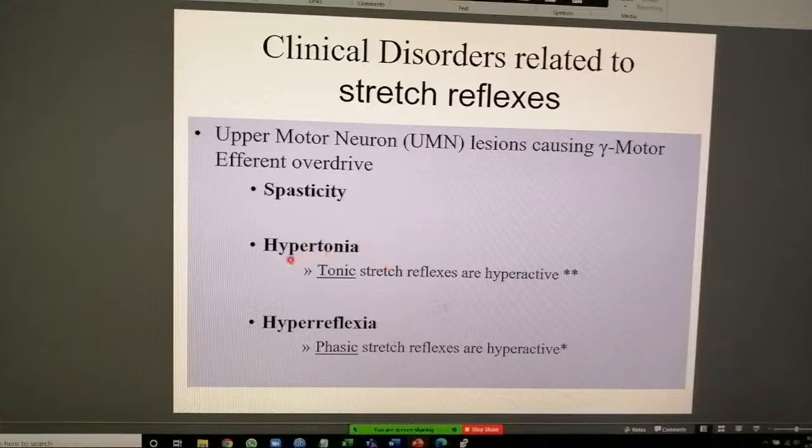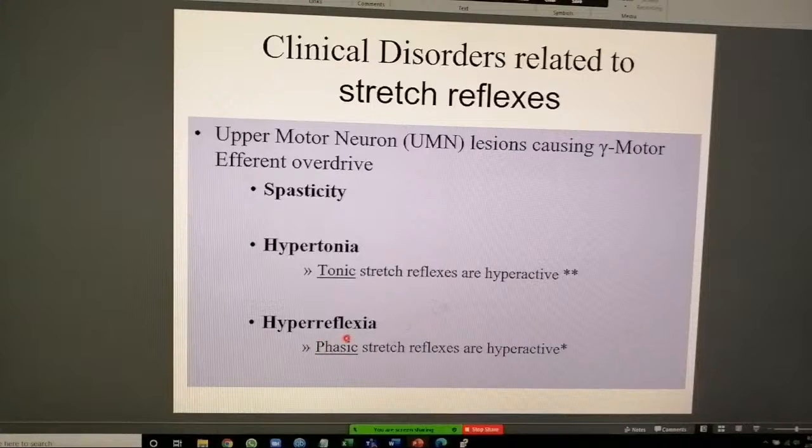Number two is hypertonia. If you understand how spasticity happens, this is just hypertonia. The tone of the muscle will also increase to abnormal levels. If you remember, the stretch reflex has two components. Yesterday we discussed that it has a tonic component and a phasic component. Because of the tonic component going haywire, you will have hypertonia, and due to the phasic portion going abnormally increased, you will have hyperreflexia.